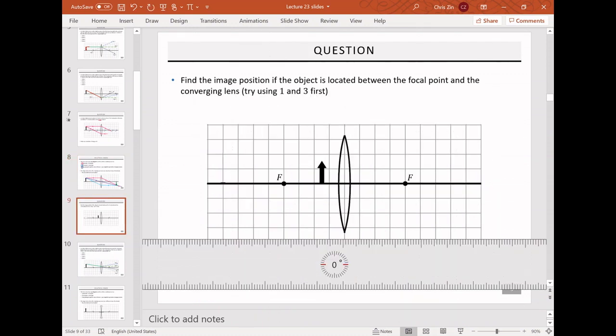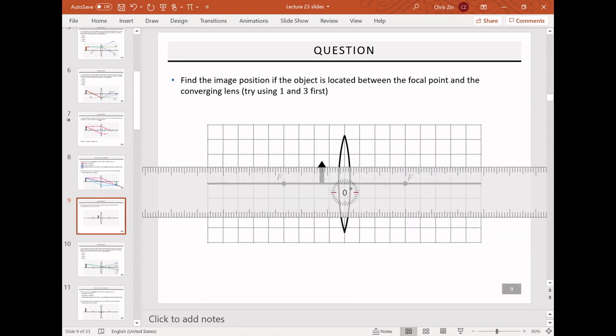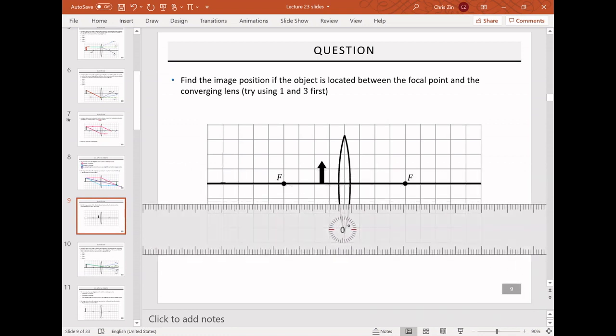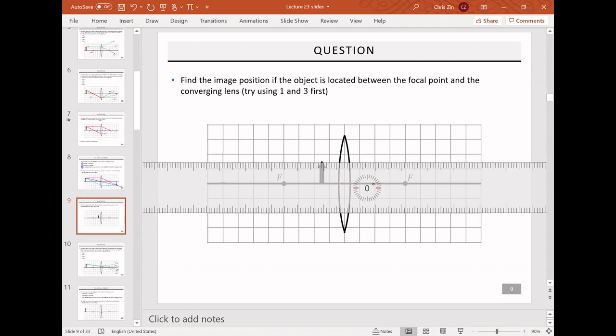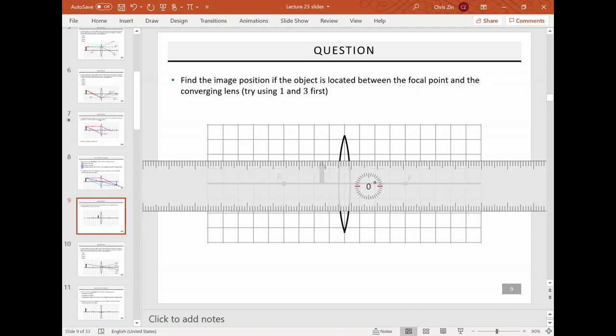This question actually just gives me an opportunity to draw another ray diagram for you. Remember, with mirrors, there were two cases for a converging mirror, where the object was outside the focal point and where the object was between the focal point and the mirror. We also have this with converging lenses. So in this question, we're asked to find the image position if the object is between the focal point and the lens. We will start by drawing the first and third easy to draw rays.